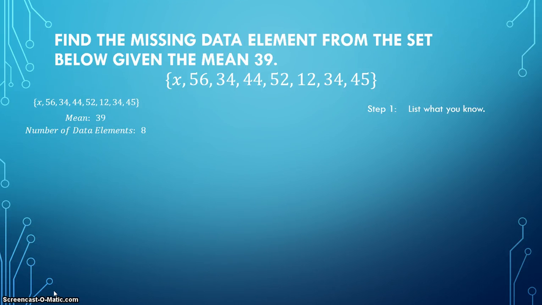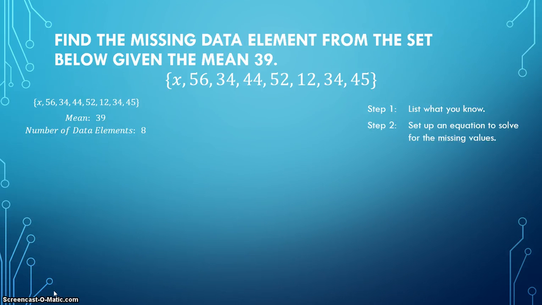Well, we know that the mean is 39 given the problem, and there are 8 data elements. And the reason why we know there's 8 is because we can count them out. X is 1, 56 is 2, 34 is 3, 44 is 4, 52 is 5, 12 is 6, 34 is 7, and 45 makes 8. So there's 8 data elements. So now we list what we know. We know the set of numbers, we know the mean, and we know how many numbers are in that set of data.